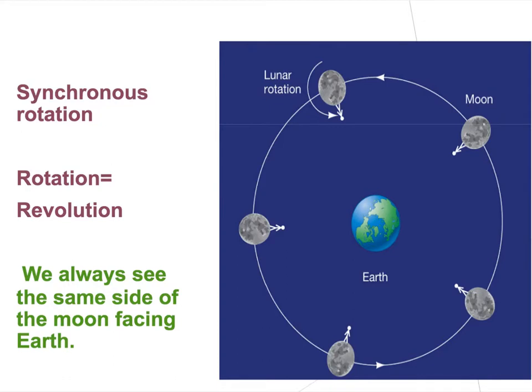And one reason that we see the same side of the moon all the time is because it is synchronously rotating. That means that the rotation and the revolution are the same. Because the Earth is larger than the moon, we have slowed the moon's rotation to where its rotation, and remember rotation is equivalent to a day, and revolution is equivalent to a year.